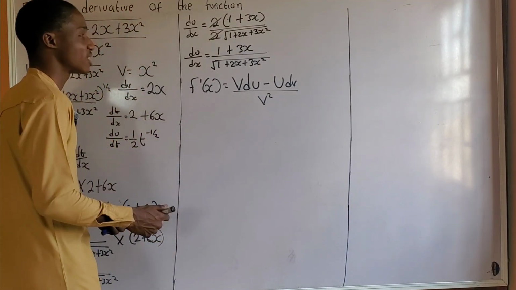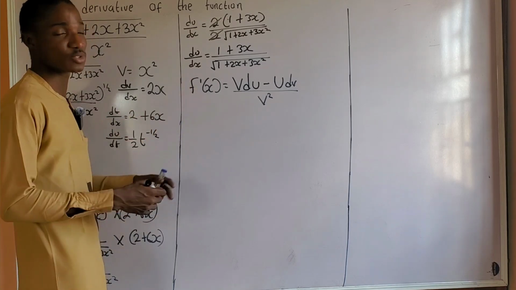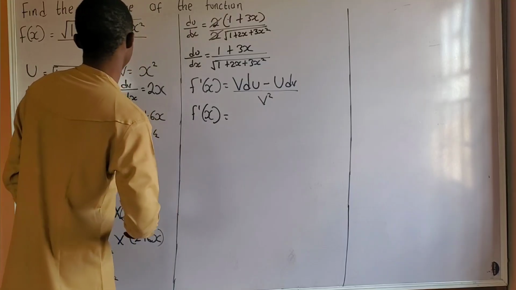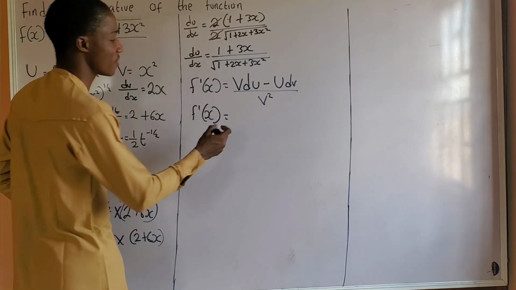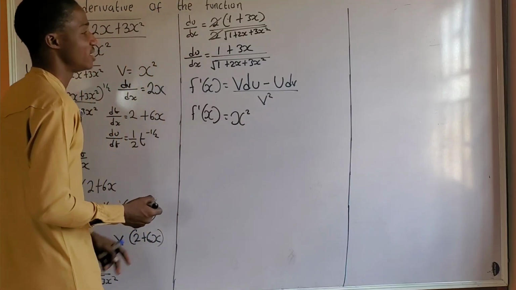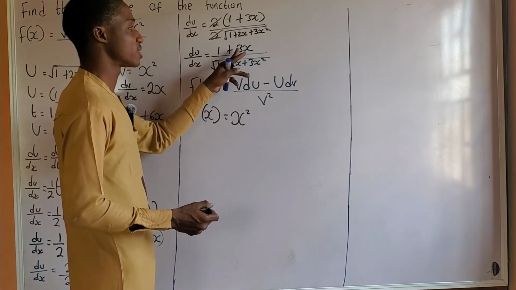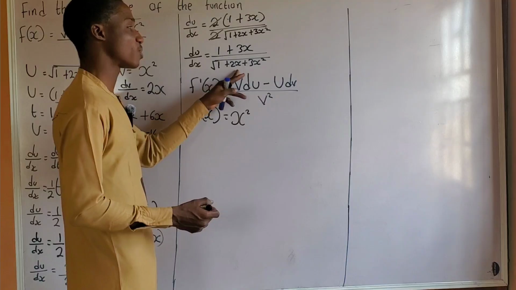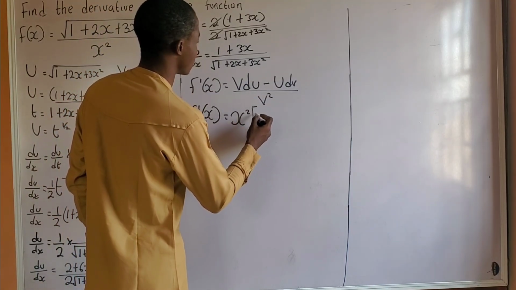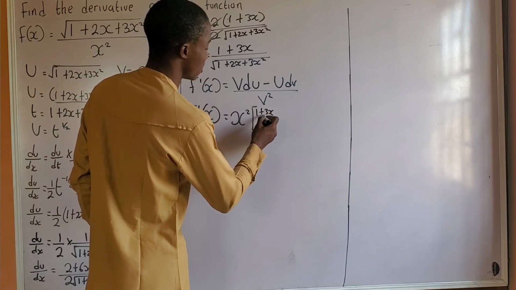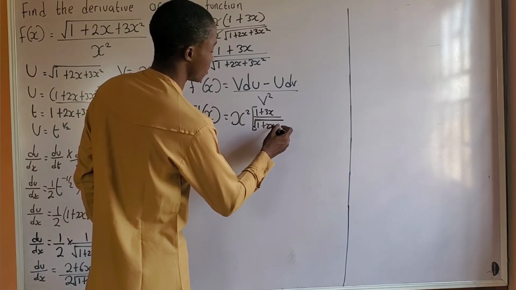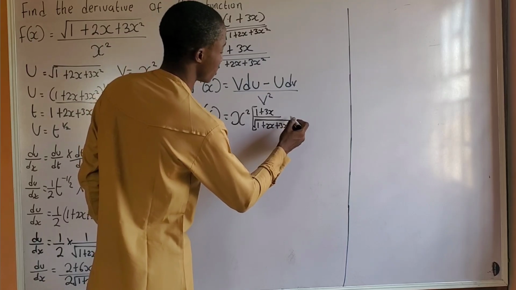So now the next step is to plug in all the values that we have. So the derivative of f of x will be equal to v. v is what? x squared. So I'm going to have x squared multiplied by the derivative of u. The derivative of u is what? 1 plus 3x all over the square root of 1 plus 2x plus 3x squared. So I'm going to have x squared times 1 plus 3x all over the square root of 1 plus 2x plus 3x squared, okay?